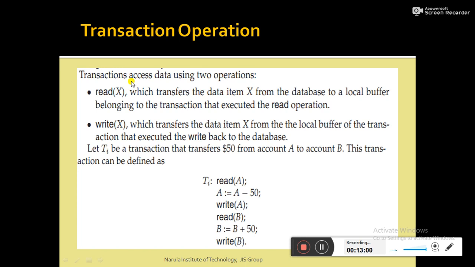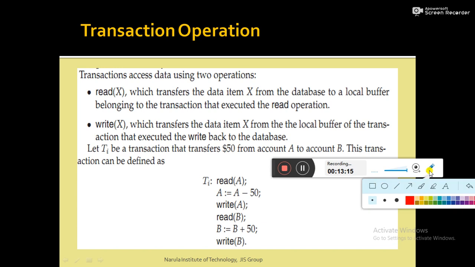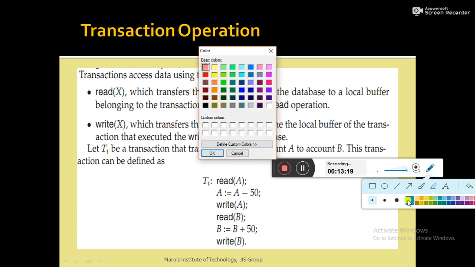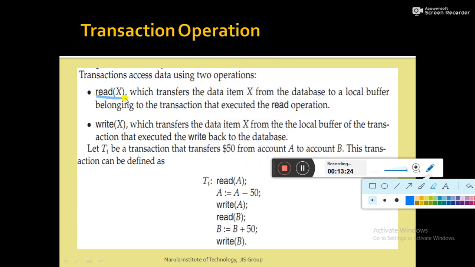Now in a transaction, two basic operations are there. In any kind of transaction, two basic kinds of operations are there. They are read(X) operation and write(X) operation. Again I am repeating, in any kind of transaction there are basically two main operations: one is read(X) and the other one is write(X).